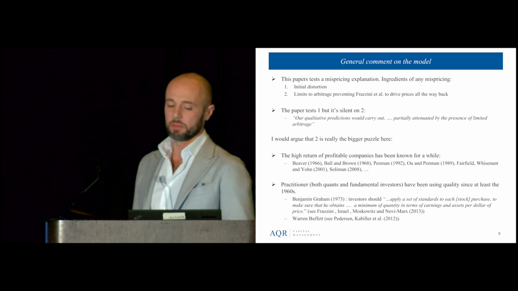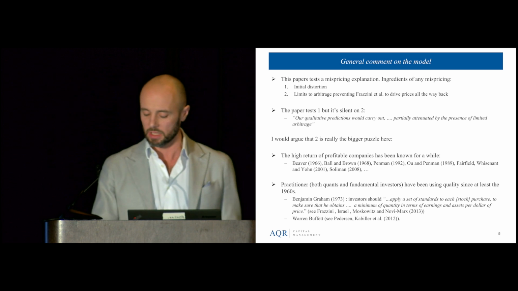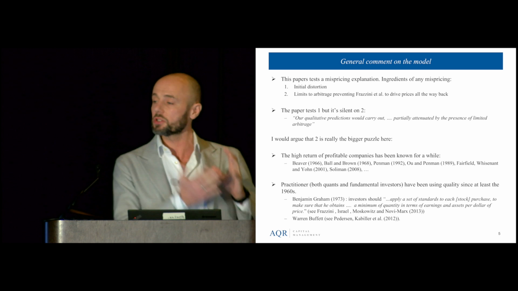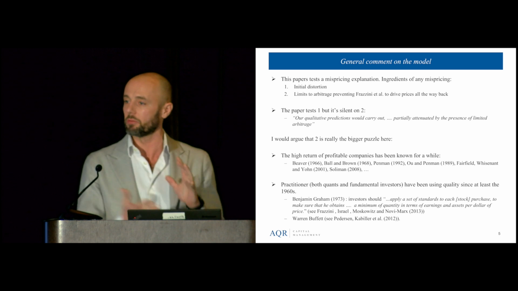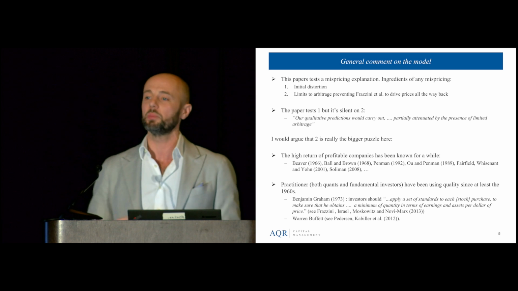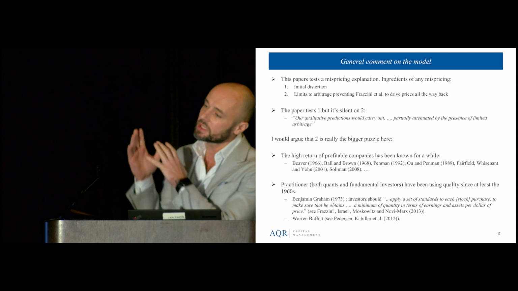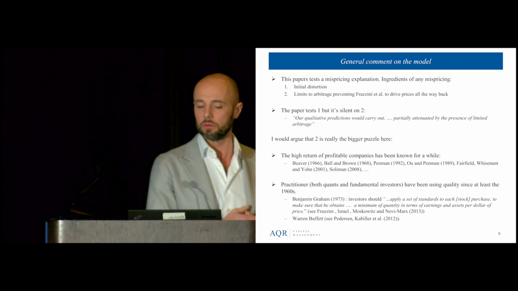So first, let me give you some comments about the model. This paper is testing a mispricing explanation. So what are the ingredients of any mispricing? First, you need an initial distortion, behavioral finance 101, and then you need some limits to arbitrage to prevent me and other people in this room from driving prices all the way to zero. So this paper tests one, but it's really silent on two.